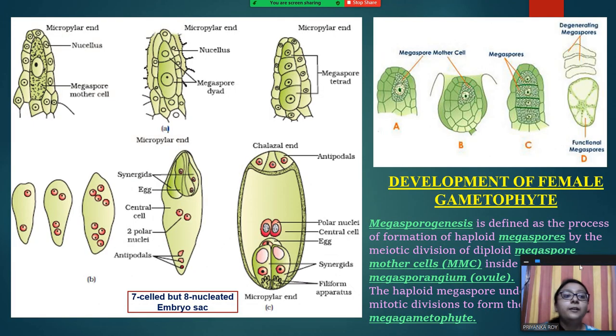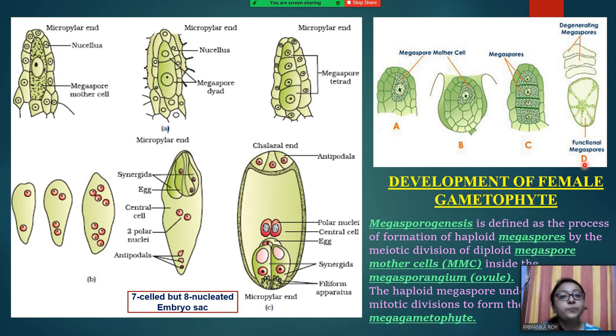Next is the development of the female gametophyte. In this case, the first thing is megasporogenesis. In the male, we have already seen microsporogenesis, and now in the female we are calling it megasporogenesis. Obviously, because of the size of the spore, the female spores are much larger, so we call it megaspore, and the male ones are smaller, so we call them microspores.